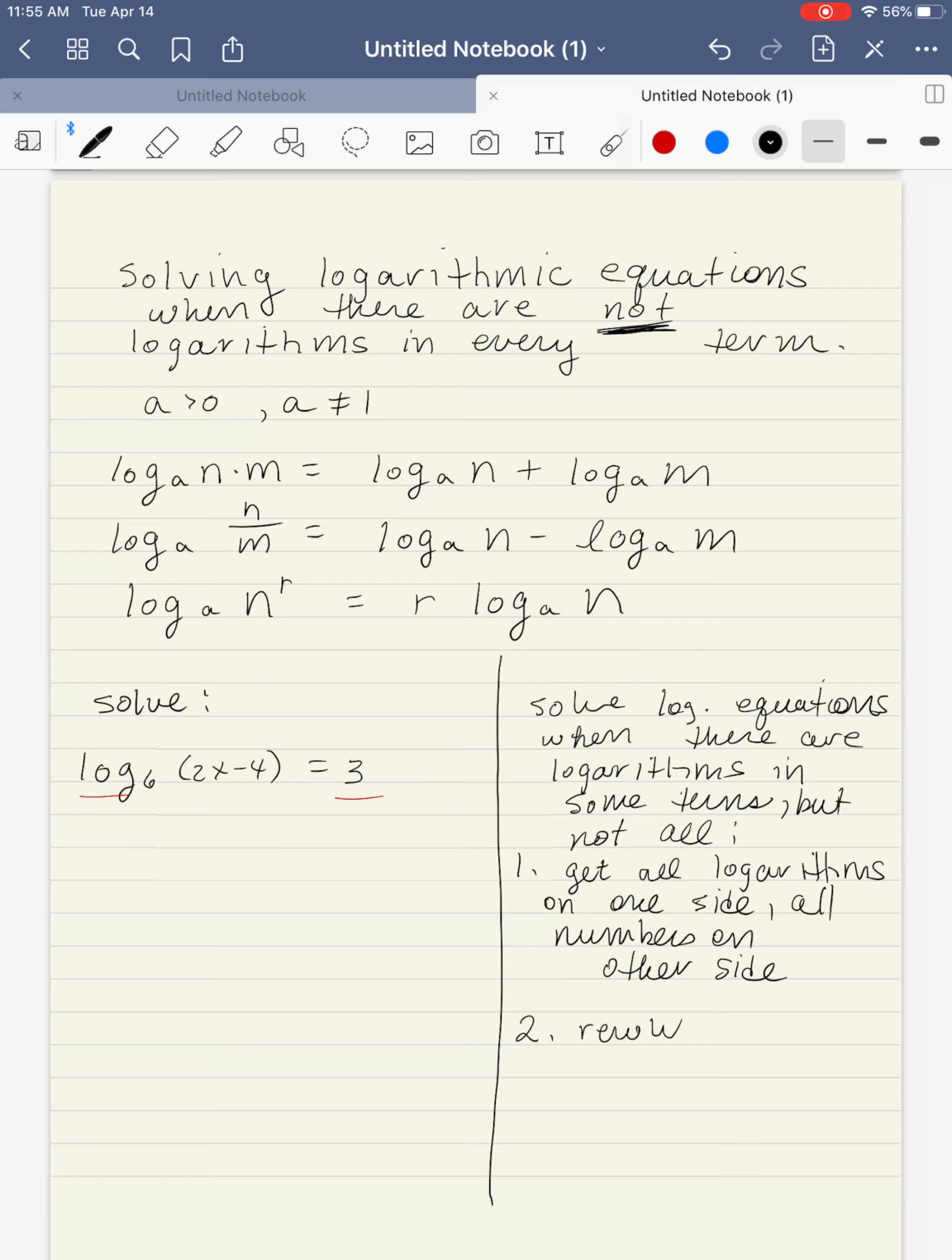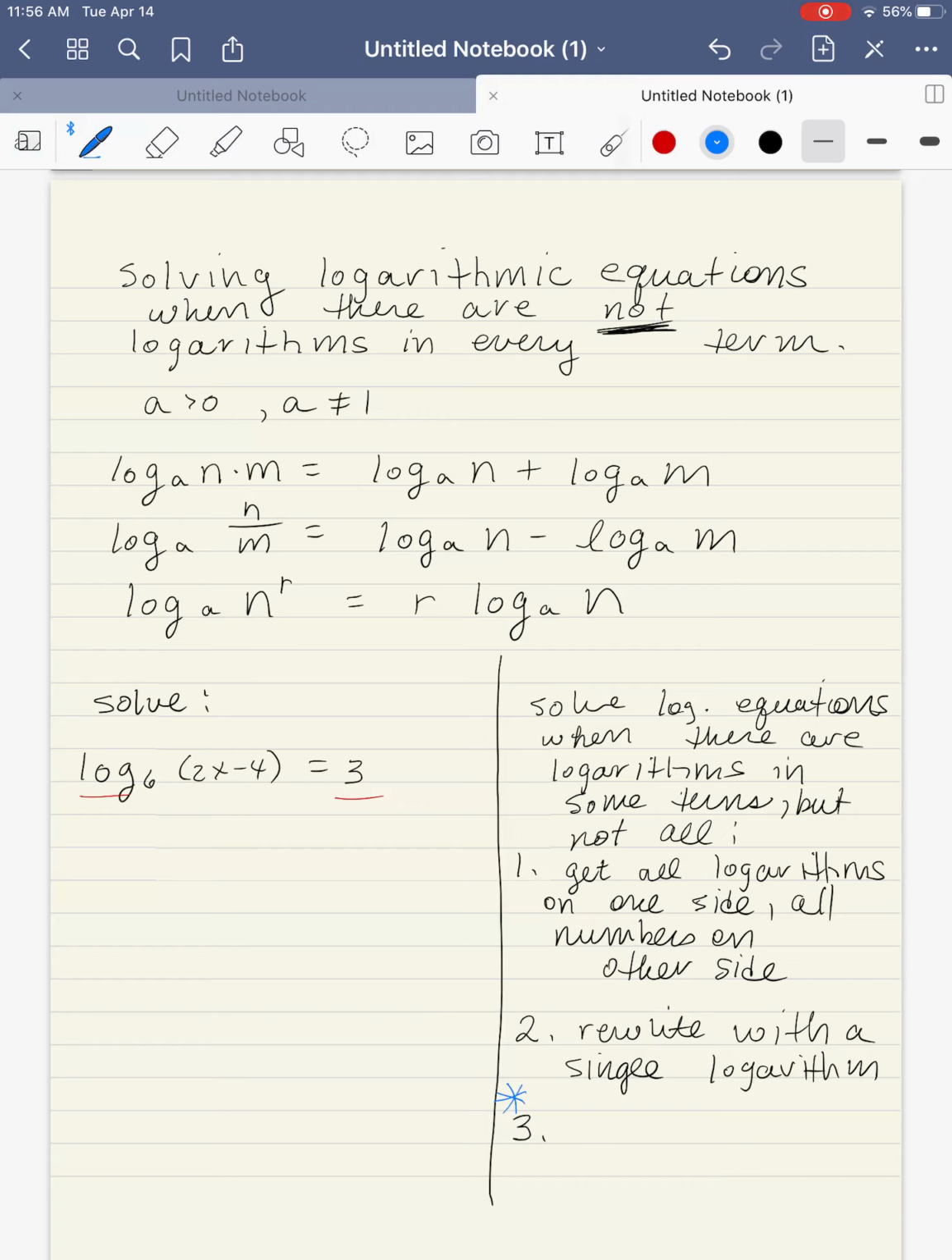Our second step is going to be to rewrite with a single logarithm. If I had more than one logarithm over here on the left-hand side, I would have to use the processes that we used in the last couple of lessons to rewrite as a single logarithm. In this problem, it's already a single logarithm.